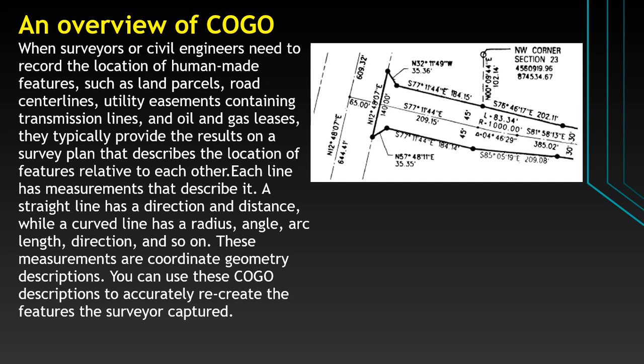Each line has measurements that describe it. A straight line has a direction and distance, while a curved line has a radius, angle, arc length, direction, and so on. These measurements are coordinate geometry descriptions. You can use these COGO descriptions to accurately recreate the features the surveyor captured.